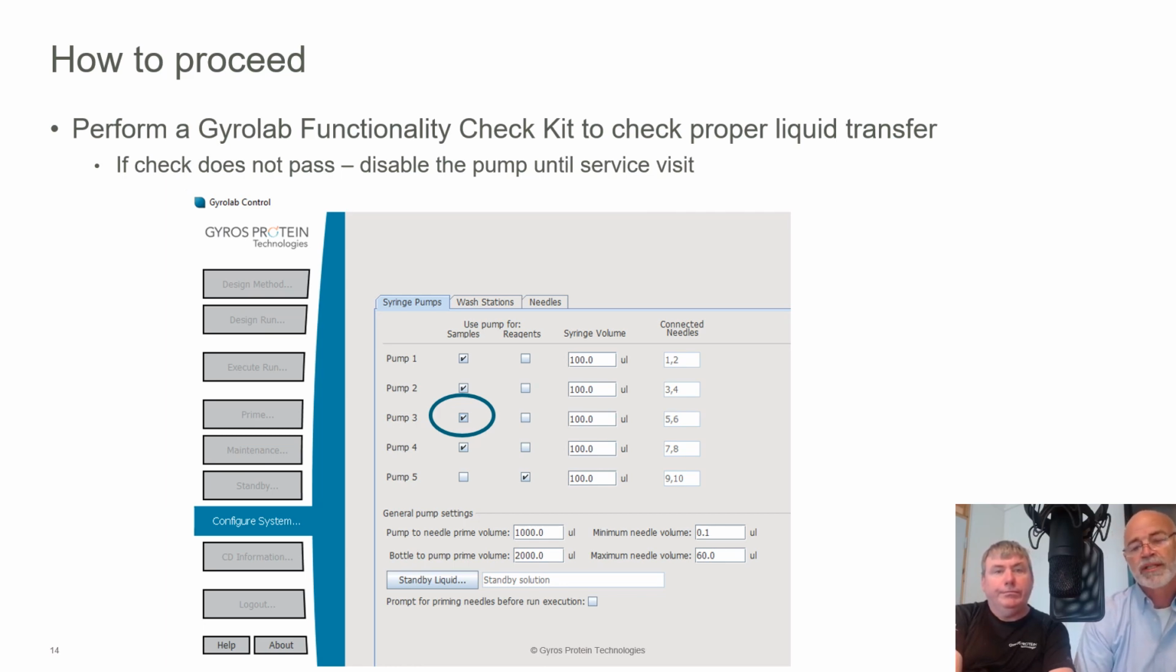One of the other details here that you'd want to be aware of is, let's say pump 5 were the one that was failing. That's the one that typically does the reagents, and you can see the check mark there for reagents. If you had to disable that one, you would then, of course, select another pump to do the reagents and then deselect that one for samples. So you'd still be running with 4 pumps.